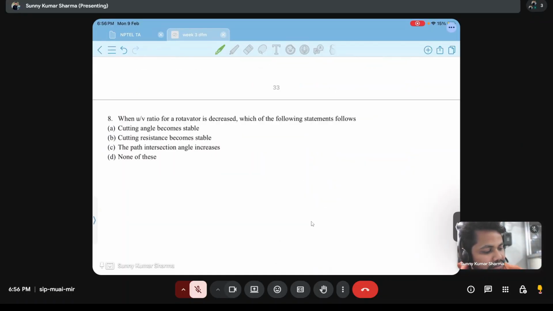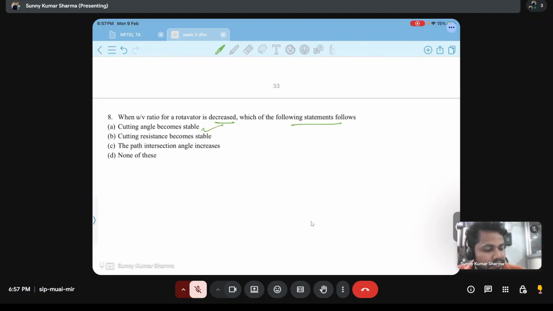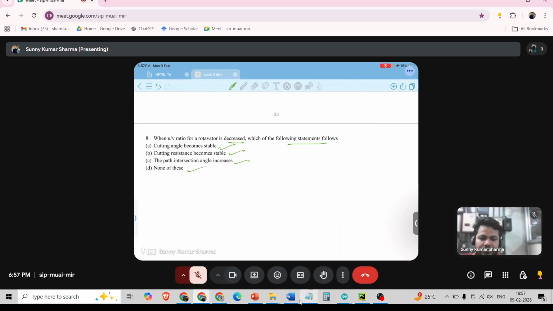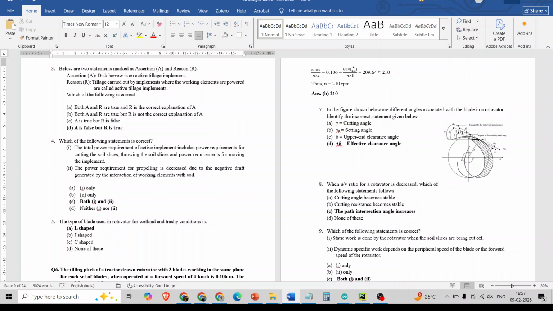So next question is, when U by V ratio of rotavator is decreased, which of the following statement follows? When we decrease U by V ratio, what will happen to rotavator? So options are: cutting angle becomes stable, cutting resistance becomes stable, path intersection angle increases, none of these. So what do you think? Which is the correct answer? Path intersection angle increases.